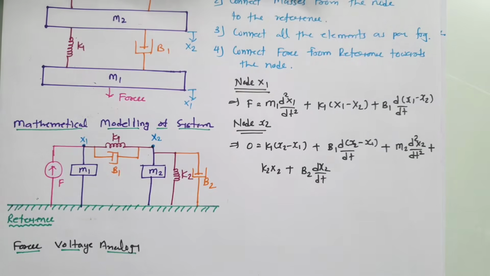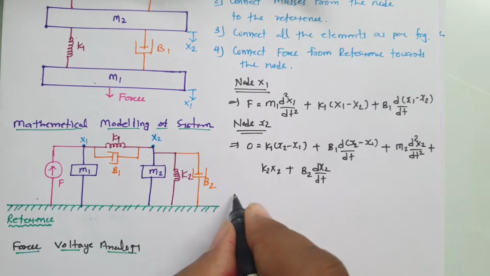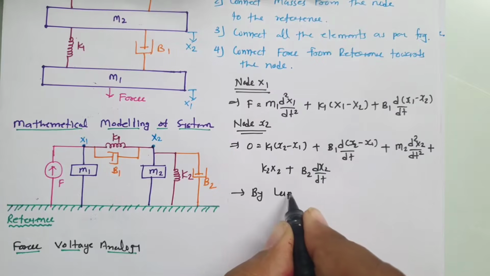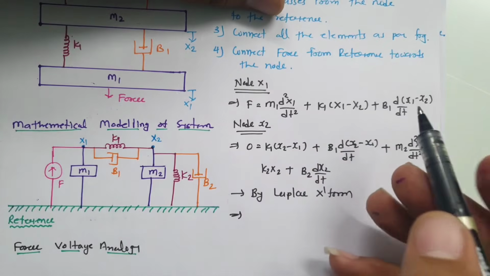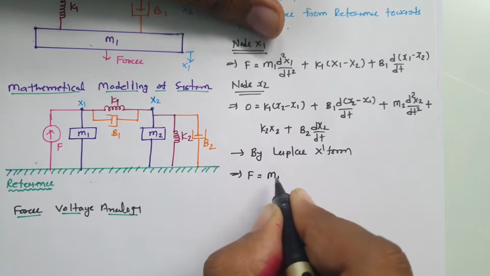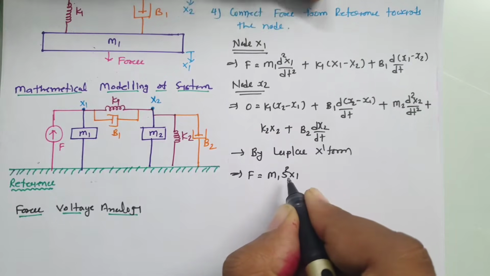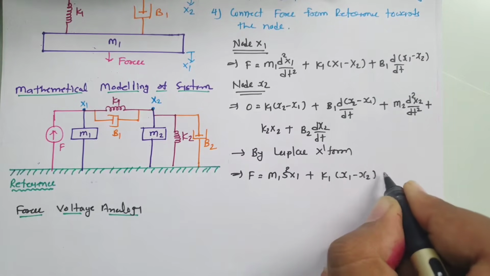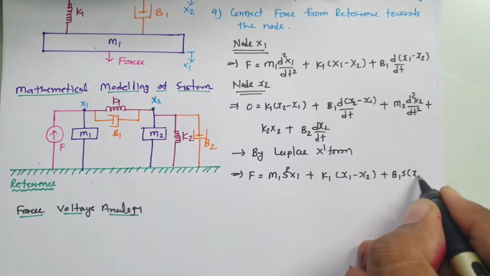Now if you want to have these equations in the frequency domain, then we can take the Laplace transformation of them. After Laplace transformation, we have these two equations in the frequency domain. If you apply the Laplace transform, the first equation will change to F equals m1 into s square into X1, where X1 is now in the frequency domain, plus k1 into (X1 minus X2), plus b1 into, now single differentiation, so s into (X1 minus X2).